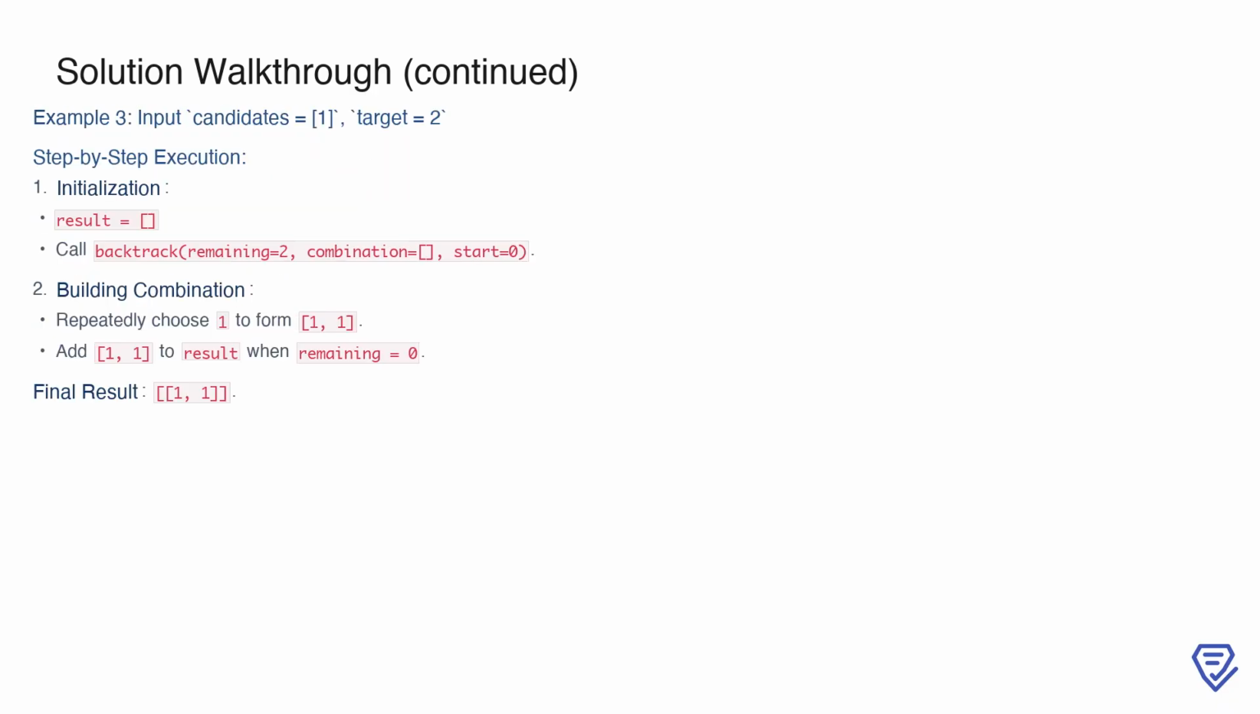In this final example, we initialize the result list and begin with a target of 2. Since the only candidate is 1, we repeatedly choose it until the combination becomes [1, 1], which meets the target.